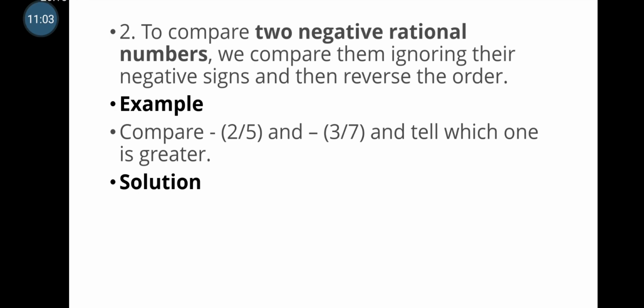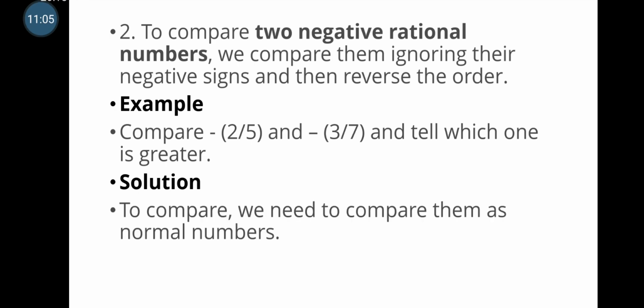Reverse the order means, on the number line you would have learnt for integers, the one towards the right is the greater number, and towards the left are the smaller numbers. So we can reverse the order. Though the number looks bigger, it is the smallest number.